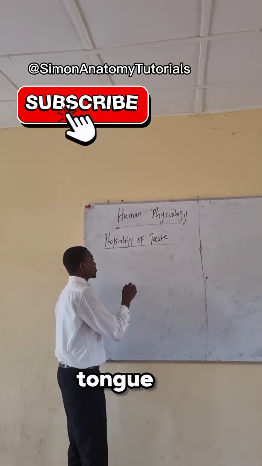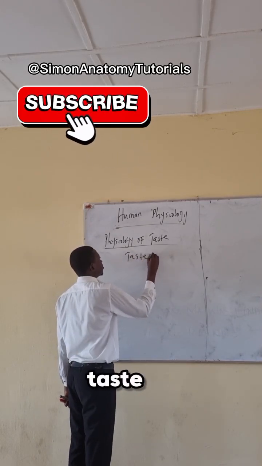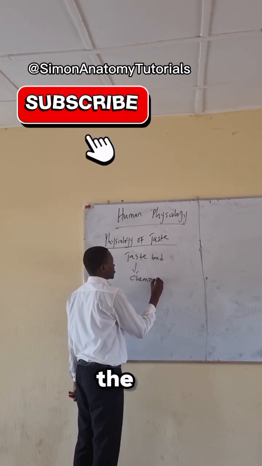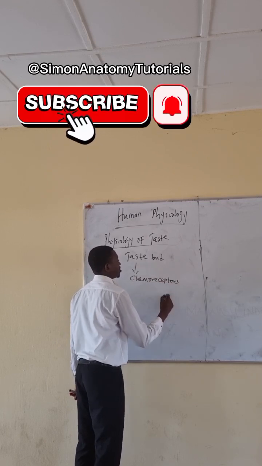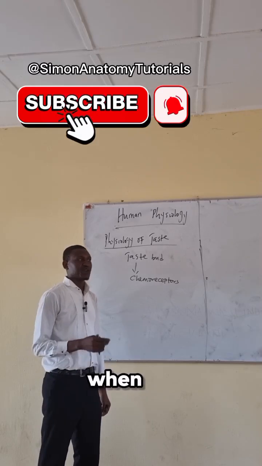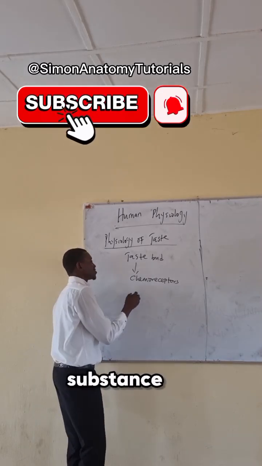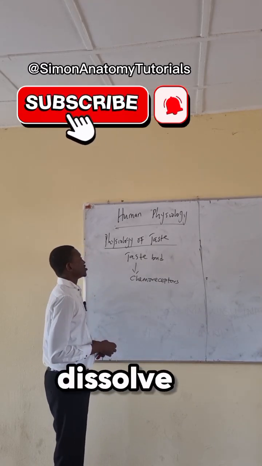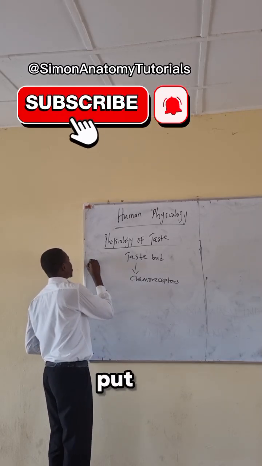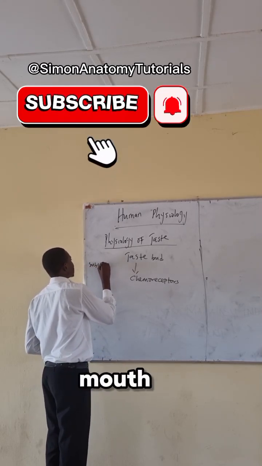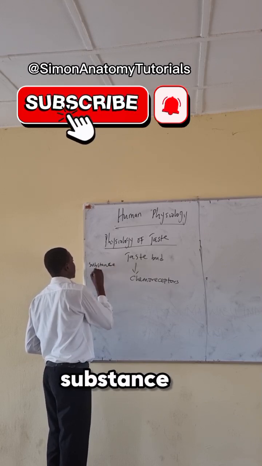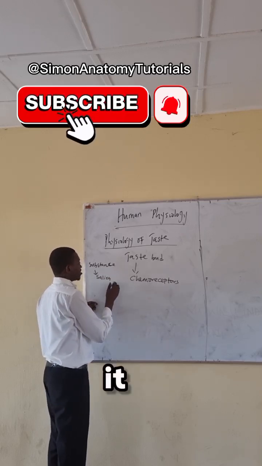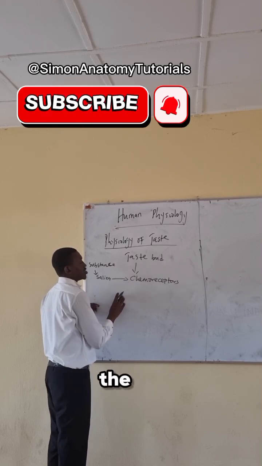Now, in our tongue, we have structures called taste buds. These taste buds contain chemoreceptors. So when you ingest a food molecule, when you put a substance in your mouth, that substance will dissolve in your saliva. When the substance dissolves in the saliva, it will stimulate the chemoreceptors.